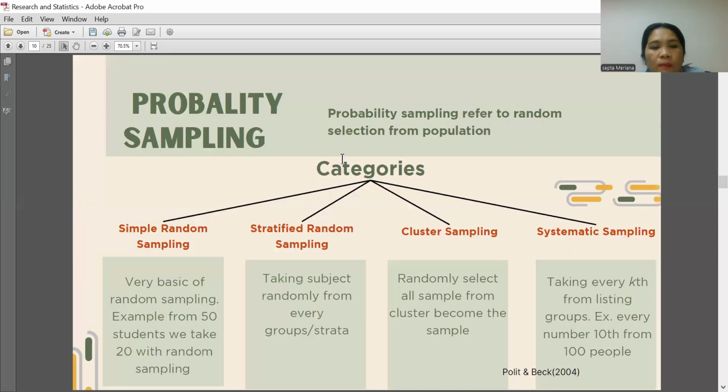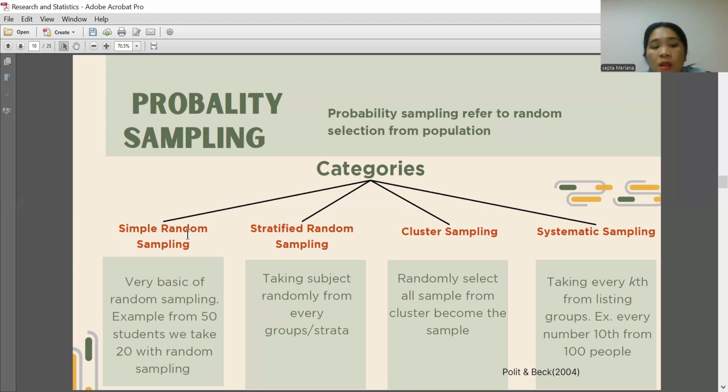And for probability sampling, previously we already learned about non-probability. Now we learn about probability. In probability sampling, we select our sample randomly. It consists of 4 types. The first one is simple random sampling, the very basic of random sampling.